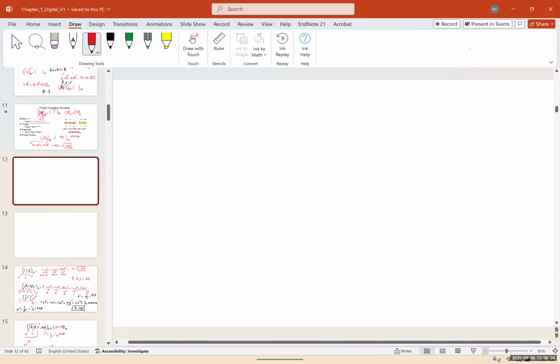Now let's solve for another base. Let's do this. 23 in the base of 4. What is this equal to in the base of 10?